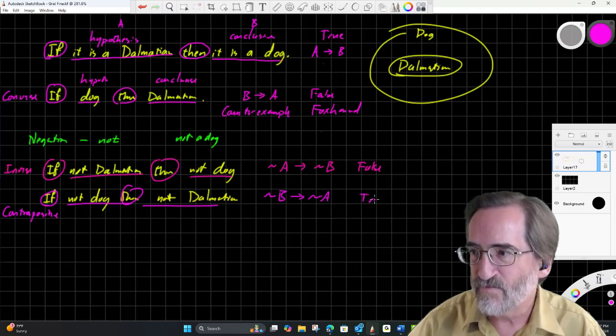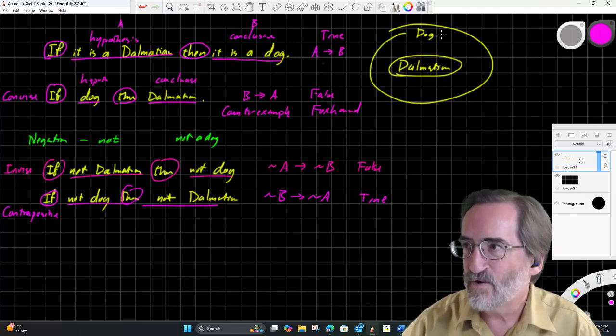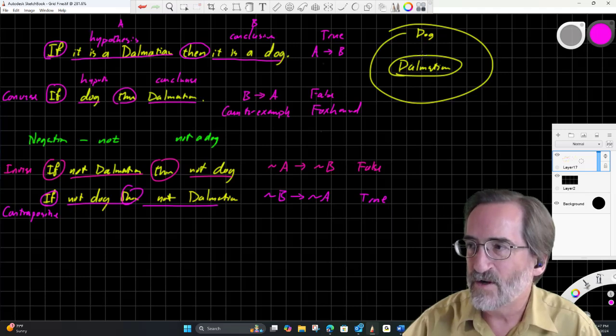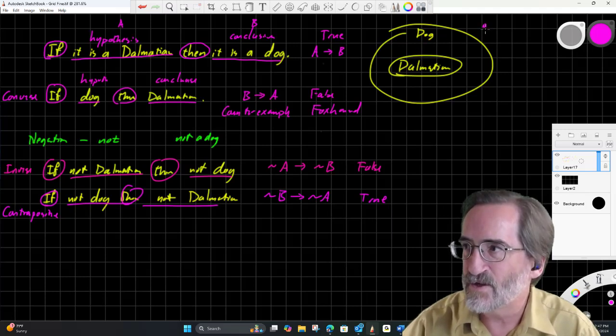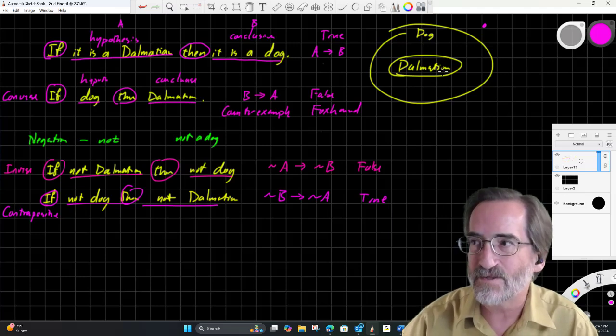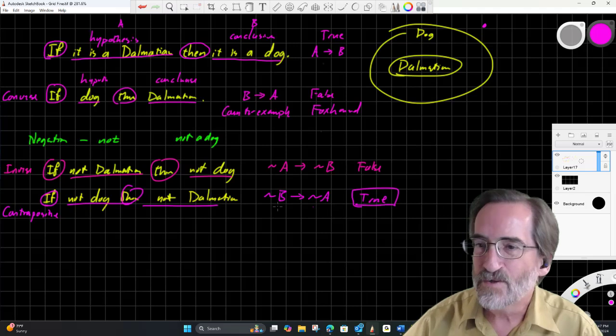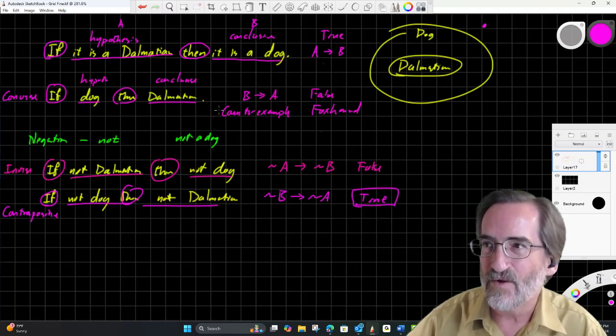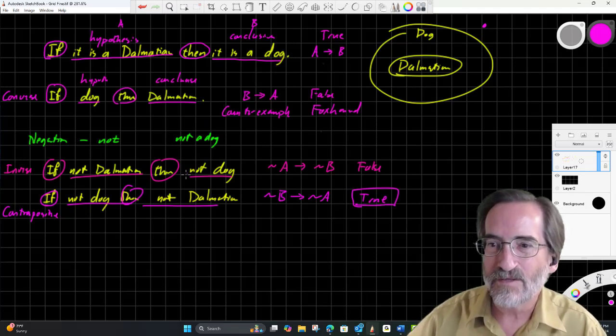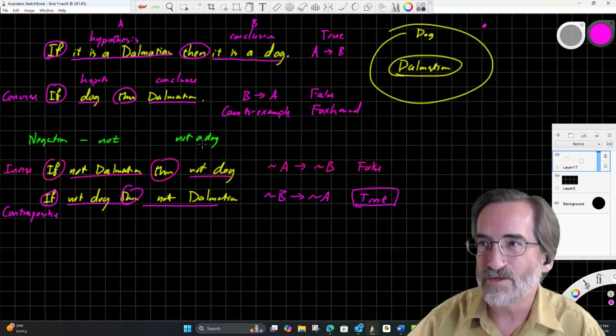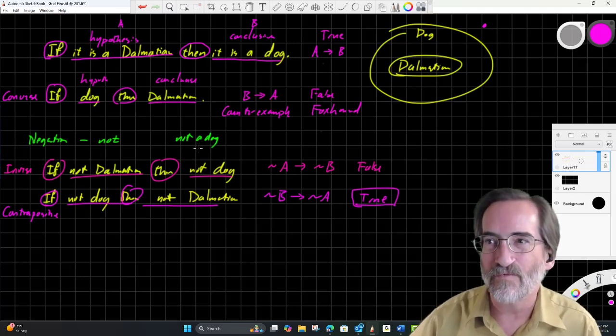And this happens to be true, because if you're looking at the Venn diagram of dogs and Dalmatians, if you're outside the dog circle, you are necessarily outside the Dalmatian circle. And so this is true. So the contrapositive of the original statement has the same truth value as the original statement. We say they are logically equivalent.